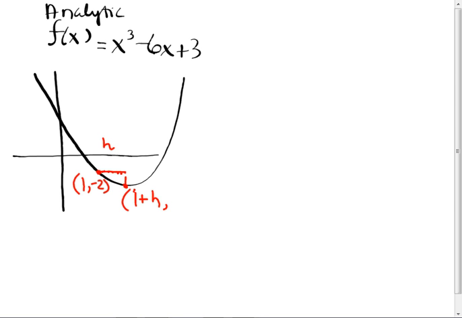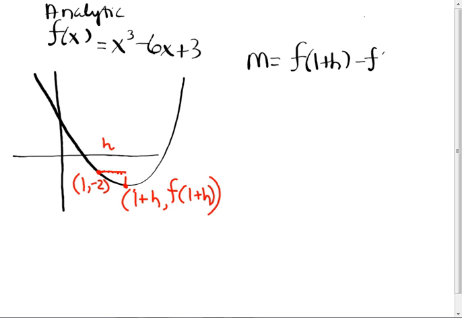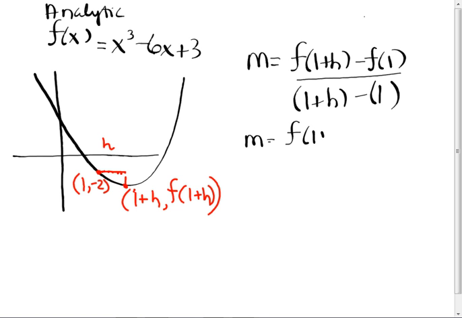Then what's the y value? It's f of 1 plus h. So what's the slope going to be? You know this. The slope is going to be f of 1 plus h minus f of 1 all over, well, I'm going to actually show it out. It's 1 plus h minus 1. You see slope there? What happens to the ones? They go away. So my slope is going to be equal to f of 1 plus h minus f of 1 all over h. Now that's the secant.